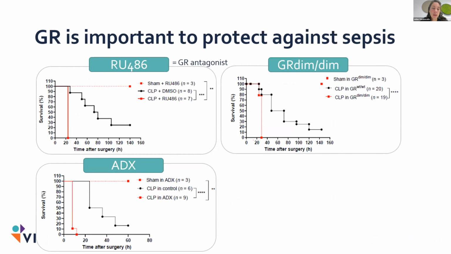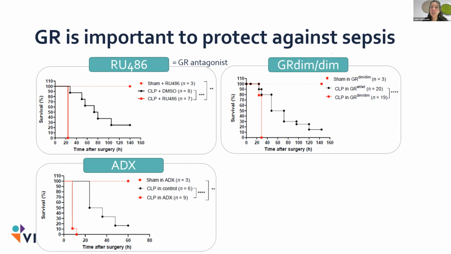So we have shown, but it's also already shown in literature, that the GR is really important to protect against sepsis. When we make use of a GR antagonist, RU486, and when we pre-treat mice with RU486, you can see that in sham mice, this does not lead to any problems. But when RU486 has been injected in mice and followed by CLP surgery, then you can see that there is an increased susceptibility of the mice upon CLP surgery.